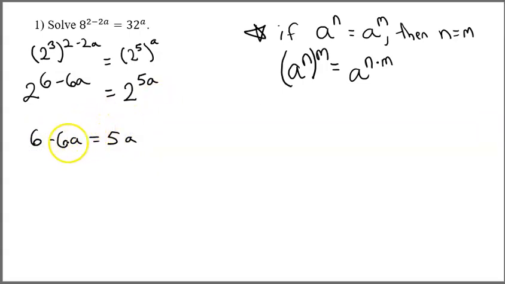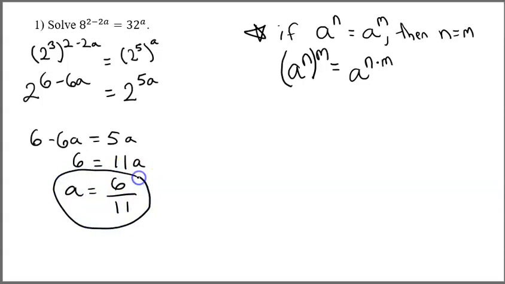To solve this, I'm going to move the 6a over by addition. So I get 6 equals 11a. Divide both sides by 11, so a is going to equal 6/11. Let's do one more.